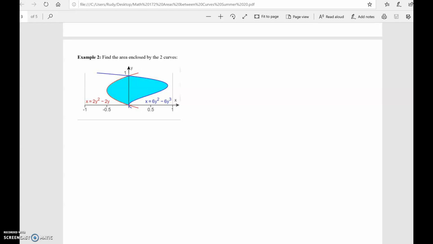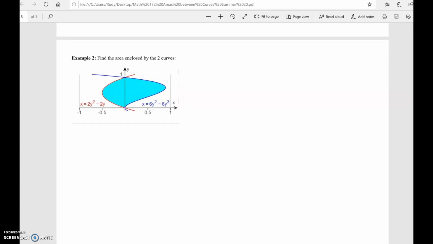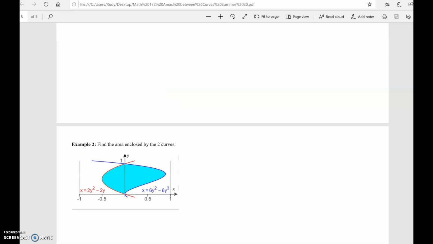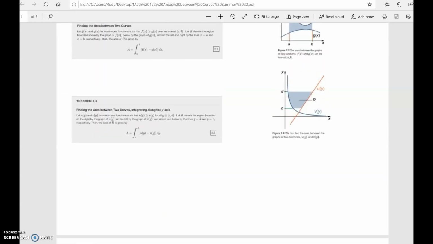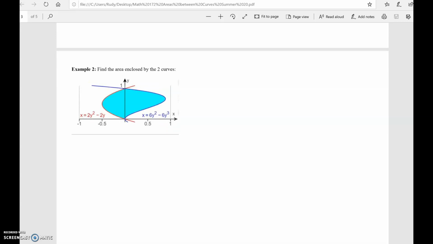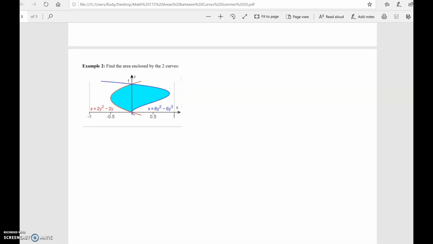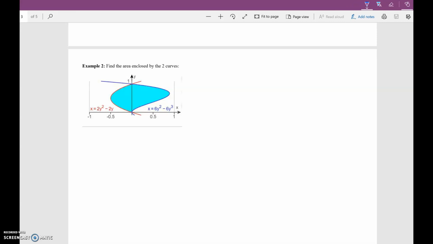Hi class, let's take a look at example 2. Now, in this case for example 2, based on how the actual regions are given, it's more appropriate to just use the formula from 2.3. So here's the idea. As long as this specific formula or function is not changing, and this is also not changing, by which I mean there's no other function in between, you can technically use it.